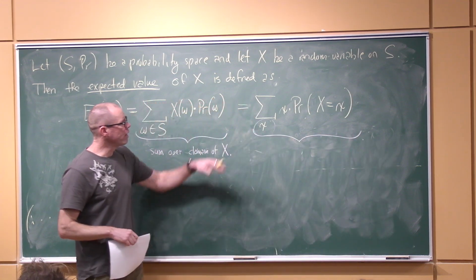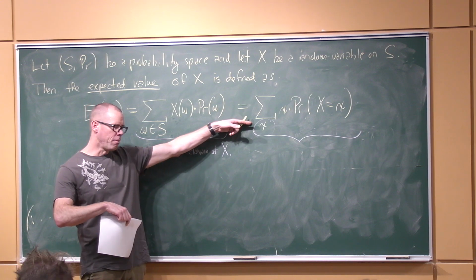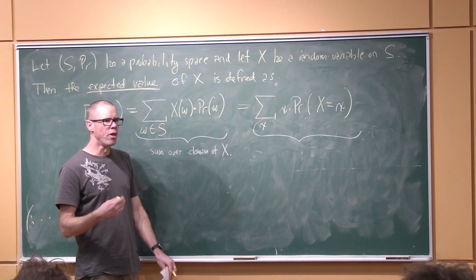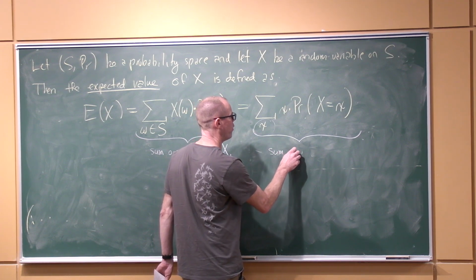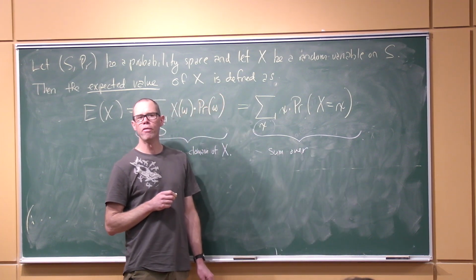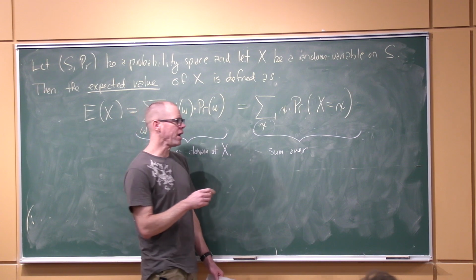And over here, this looks at all of the different values that x might take on and sums over those. So this is just the sum over the what of x? The range of x.